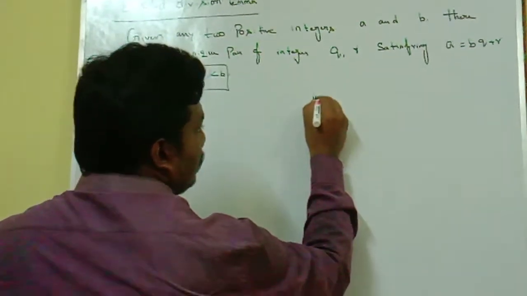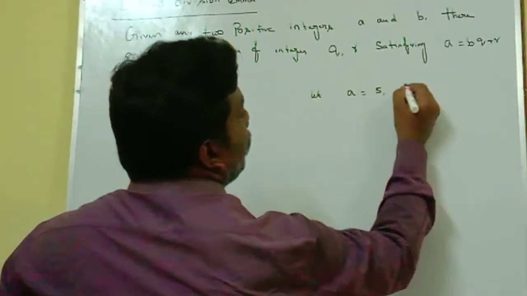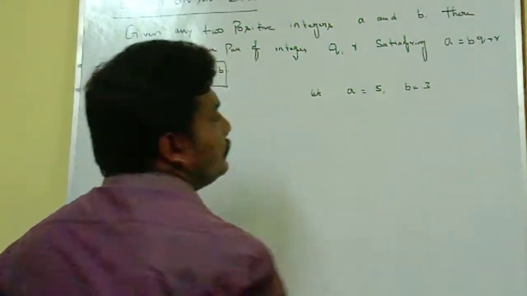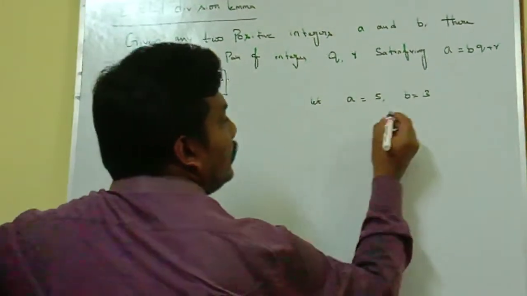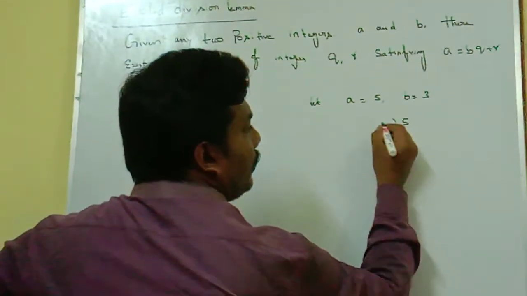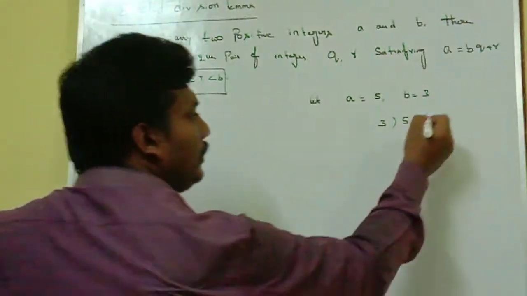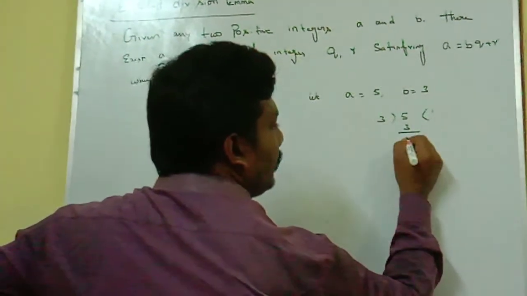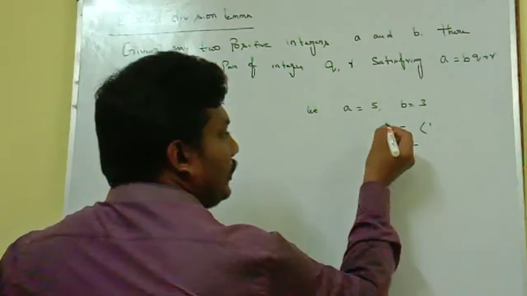Let a equal 5, b equal 3. Now we are going to divide 5 by 3. We know very well that 3 ones are 3. The remainder is 2. So what is this called?